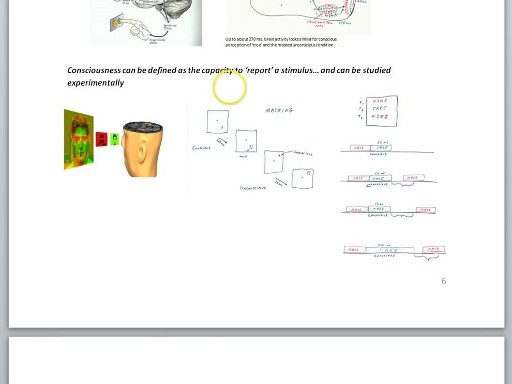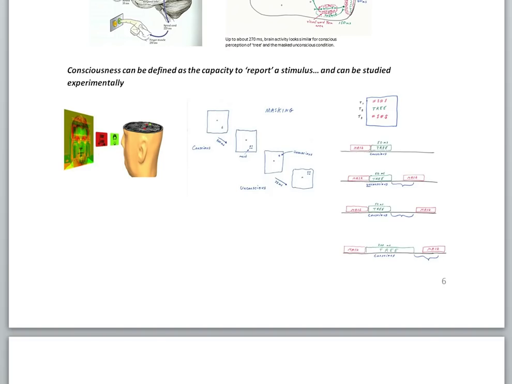Consciousness can be defined as the capacity to report a stimulus and can be studied experimentally. In fact, the binocular rivalry condition that we experienced in class, you put the glasses on and then you sort of see the face one moment, and then the next moment you see the house and then the face. This is a technique used to study consciousness. And what scientists have discovered is that when we're seeing the face, it's the face area that's turning on, and loops are established with the working memory system. Then it shifts to the house.